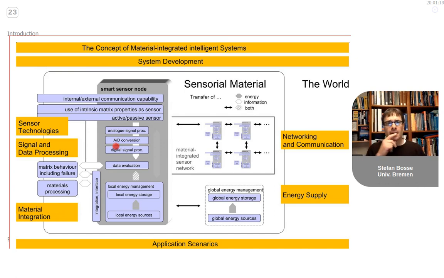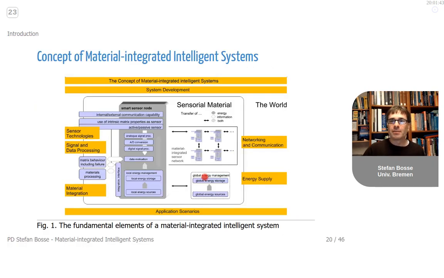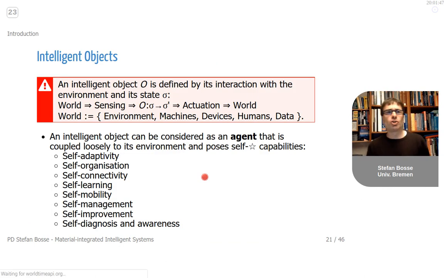And here you see we have different domains. We have sensor technology, signal and data processing, material integration, networking, communication, energy supply, and we have the interface to the world. And the world plays an important role. And so we have to address a lot of questions and methods to create so-called smart sensor nodes. And finally, we have the application scenarios that must be matching the fundamental elements of a material integrated intelligent system.